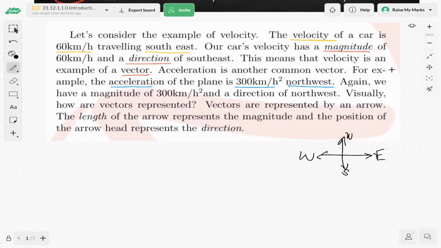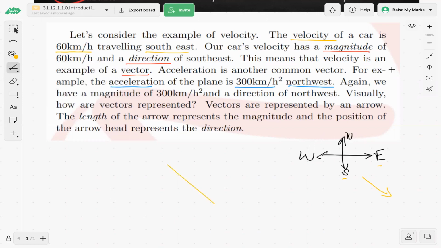Okay, so we have our directions, north, south, east, and west. And we're going to draw our velocity. Our velocity is 60 kilometers per hour, and it's traveling southeast. So which direction is southeast? This is south, this is east, southeast is in the middle. It's like 45 degrees down from the horizontal. Okay, so let's say about there.